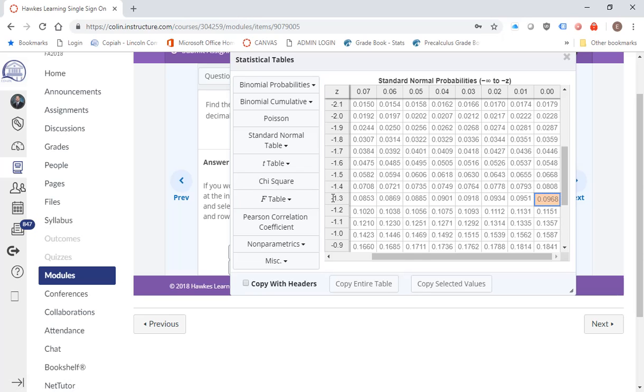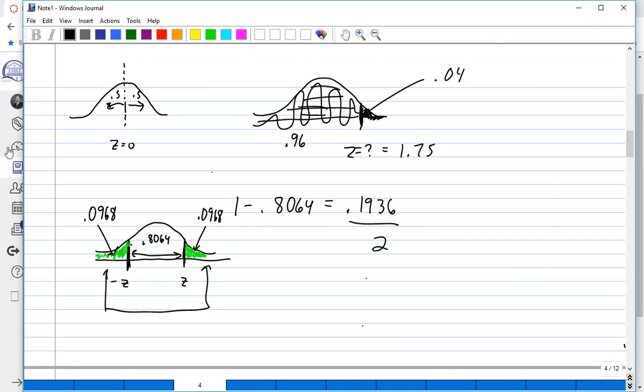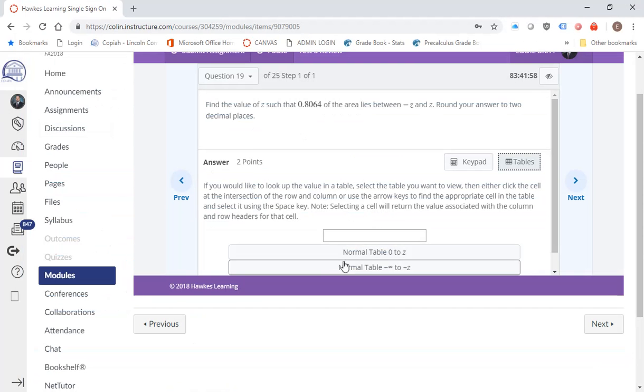So a z-score of negative 1.30, I would have an area of 0.0968 to the left. So what does that mean? That means that this right here is negative 1.30, and that would be positive 1.30. It asks for just the value of z, so it's not asking us to put in both of them. It just says find the value of z such that this area lies between the negative of that and that. So you put in just 1.3.